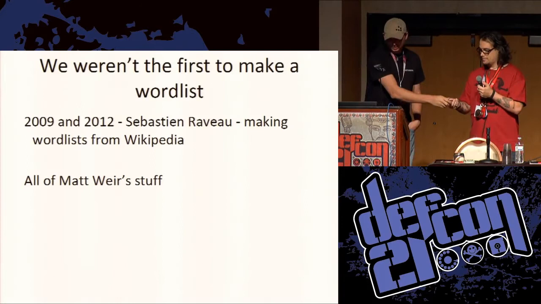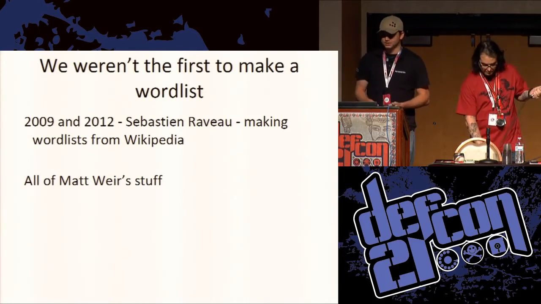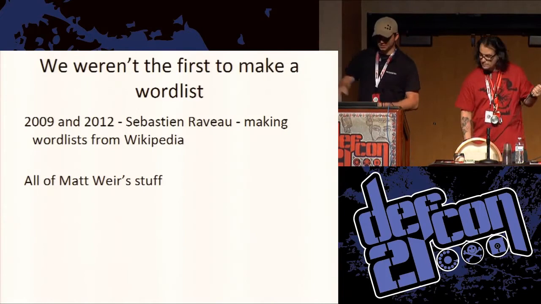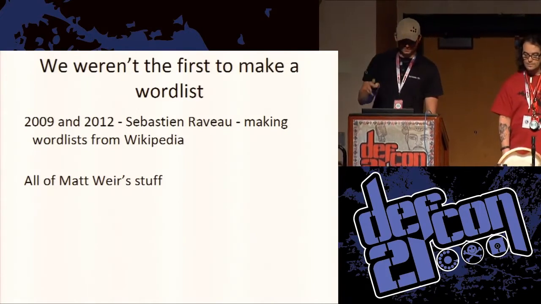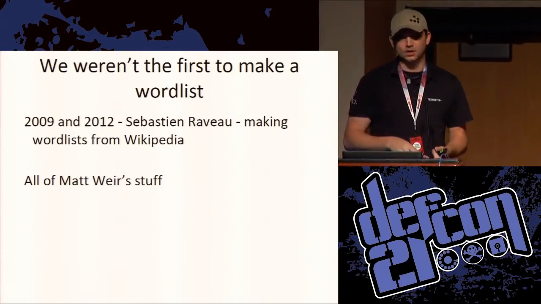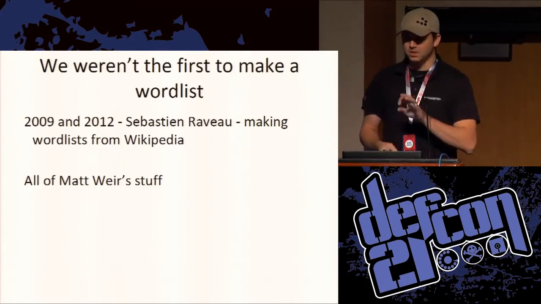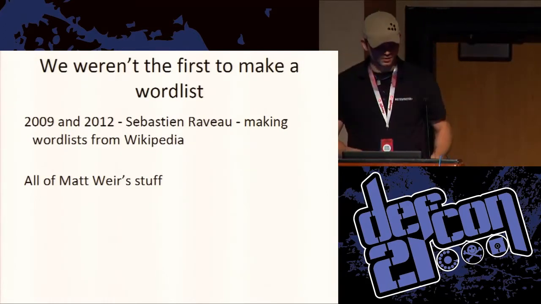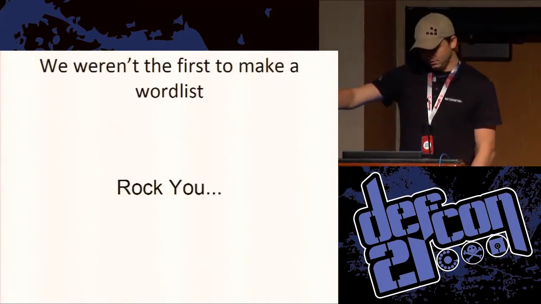So we're not the first ones to make word lists. In 2009 and 2012, Sebastian Riv, French something, made word lists from Wikipedia. He's an awesome guy. I'm not trying to make fun of him, but also all of Matt Weir's stuff. If you haven't used Matt Weir's keyboard dictionary, it's one of the best ones to find people who just used keyboard patterns along the way. And the other people who make awesome word lists are Rockyou, going on.